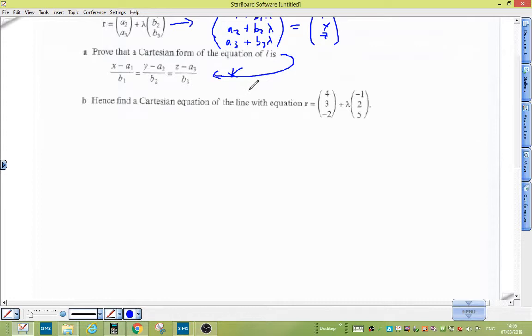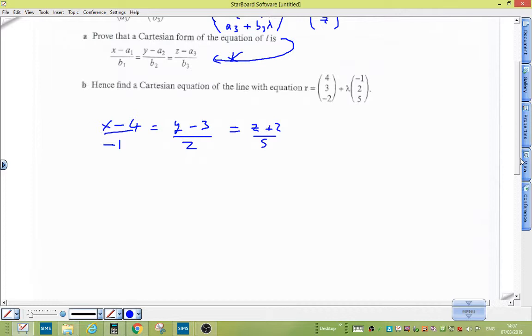So all you would do is put x is equal to blah, blah, make lambda the subject, y is equal to blah. But I'm just going to use this now. So it is x minus the position part of x, which is 4, over its direction part, which is minus 1. I'll change that in a bit. The next bit is y minus 3 over its direction part, which is 2, is equal to z plus 2 over 5. I'm going to leave it in that format. You could simplify that, but just for speed. Happy with that?